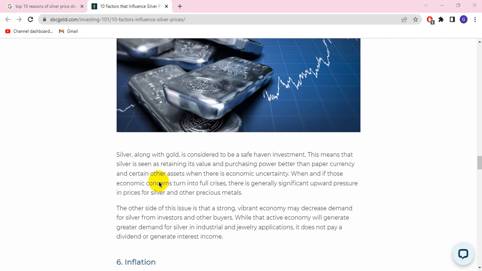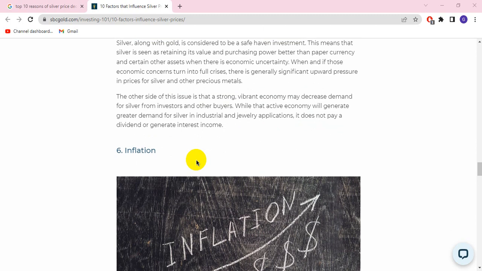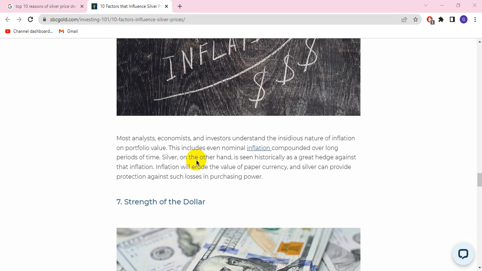Silver, along with gold, is considered to be a safe haven investment. This means that silver is seen as retaining its value and purchasing power better than paper currency and certain other assets when there is economic uncertainty. When and if those economic concerns turn into full crisis, there is generally significant upward pressure on prices for silver and other precious metals. The sixth one is inflation.